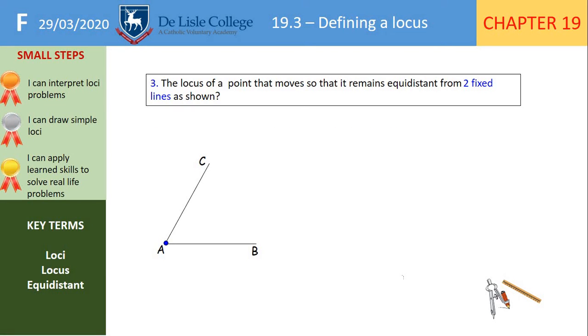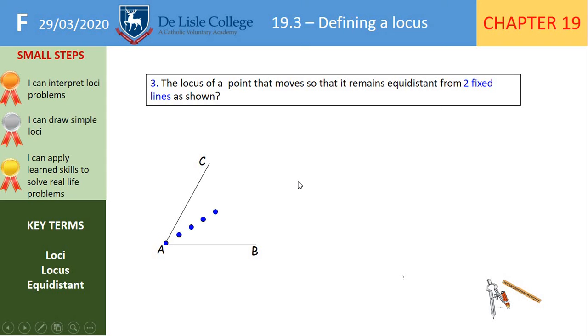Okay, let's have a look at another problem. We're now going to look at the locus of a point that moves so that it remains equidistant from 2 fixed lines as shown. So we have a line here A to C and a line here A to B, and I want a line which is always an equal distance from those 2 lines. So can you see what we're going to need to do? That's right, we're going to need to bisect this angle. We're going to need to cut it in half.